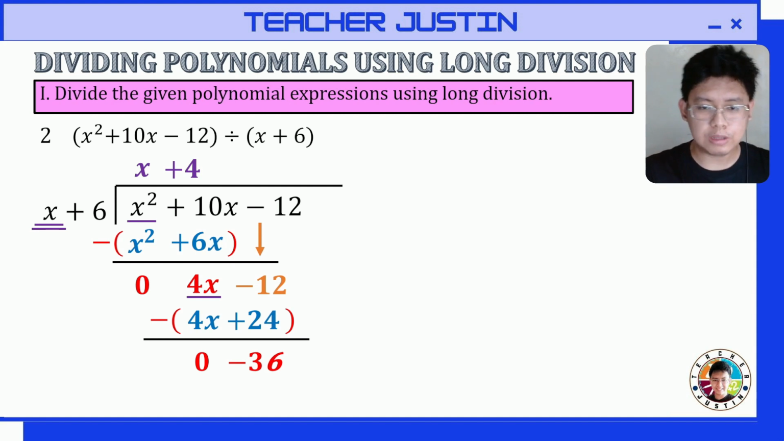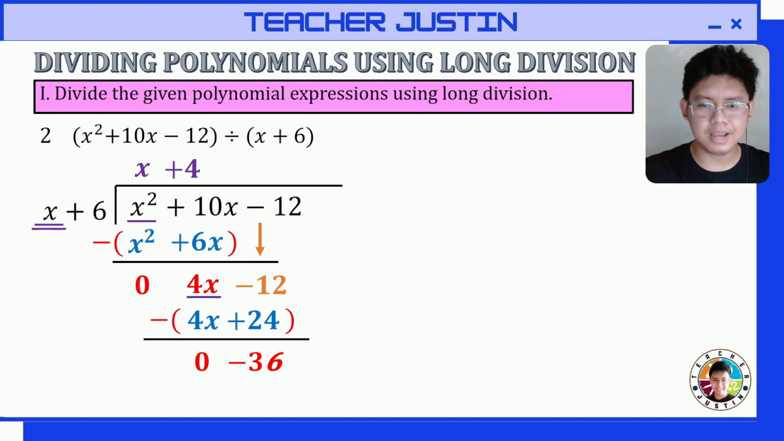So, take note, when we subtract, we will apply keep, change, change. So, negative 12 magiging plus negative 24. So, we will have same sign. So, copy the sign and then add. That will give us negative 36.